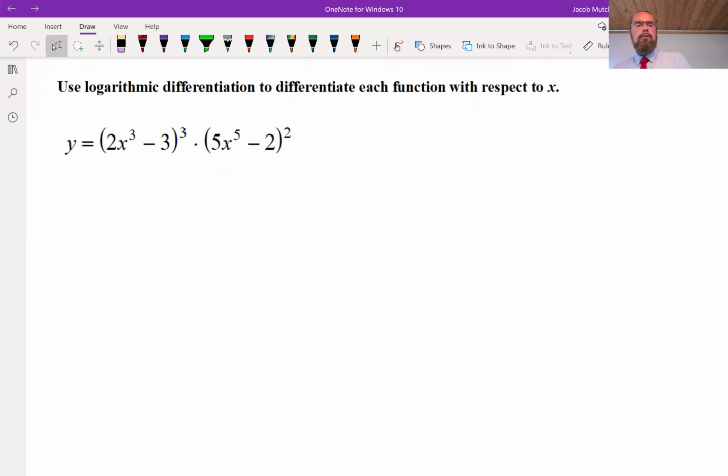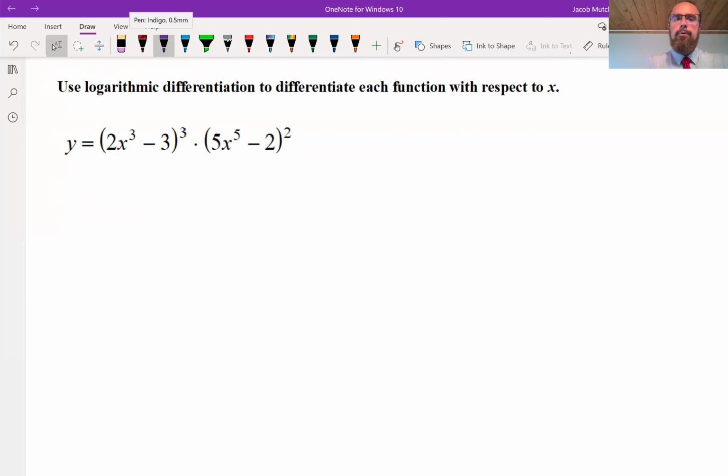So here I've got the function y equals quantity 2x cubed minus 3, cubed, times quantity 5x to the power of 5 minus 2, squared. The advantage of using logarithmic differentiation for this example is that I can use the logarithm expansion rules to make this product easier to differentiate. So we'll employ our 3 steps.